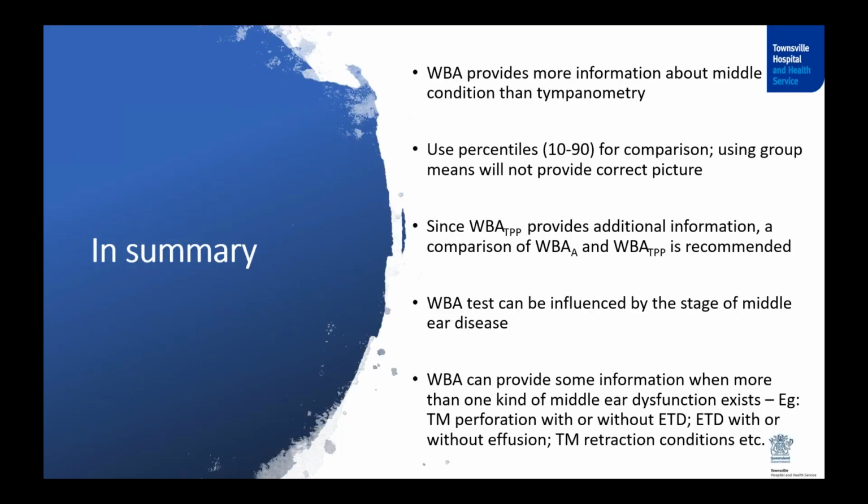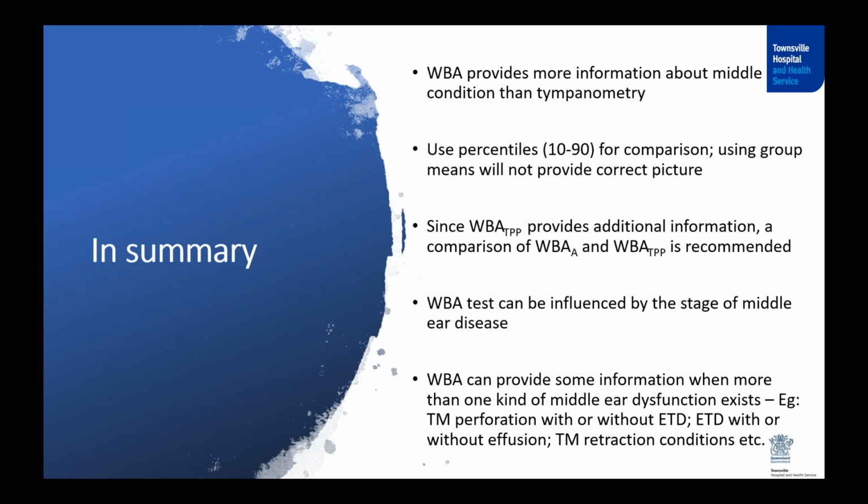So in summary, wideband absorbance provides some information about mid-ear condition and provides additional information compared to tympanometry. Always use the normative range or a percentile. Just using group means will not give you an accurate picture of the mid-ear condition. With some of the mid-ear conditions, it's very good to compare both the ambient and the pressurized condition. But if you're using the Titan, it gives both the measures, and it's always good to compare both of them.